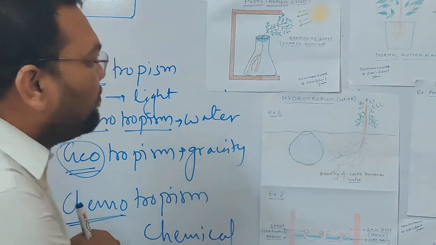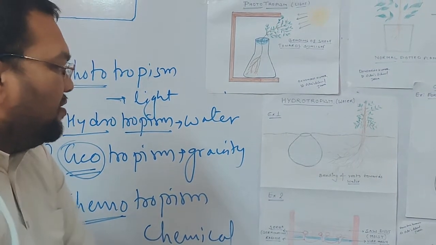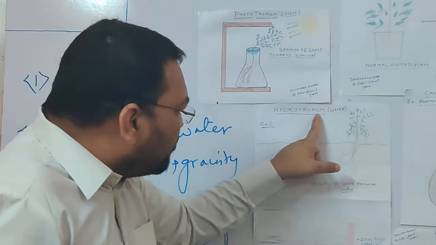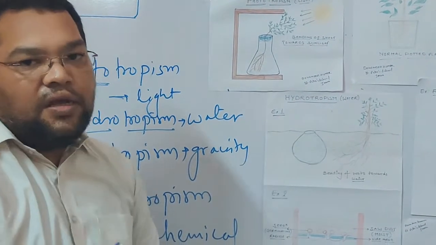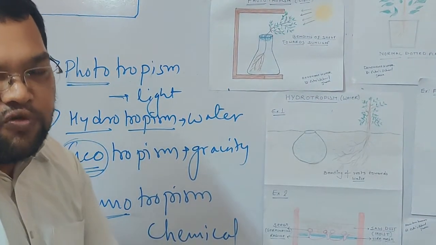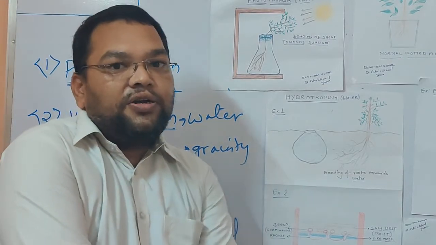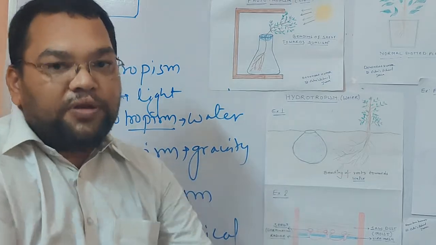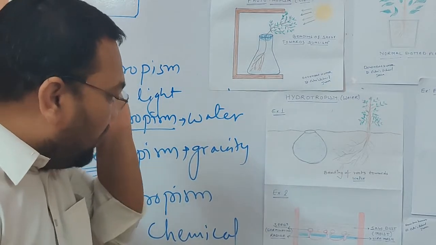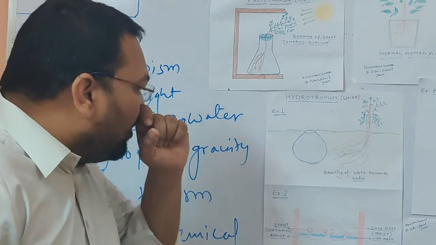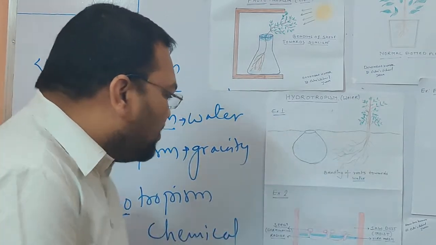Now the second case is of water, and here hydrotropism is there. That means the movement of a plant part due to water or in the presence of water. Now I have given you two examples, example 1 and example 2. Here in example 1, this is an earthen pot.